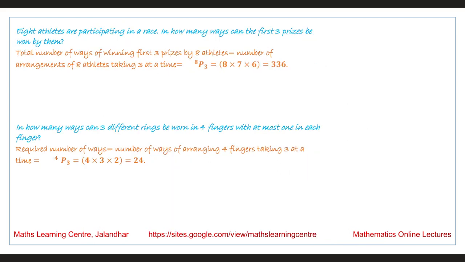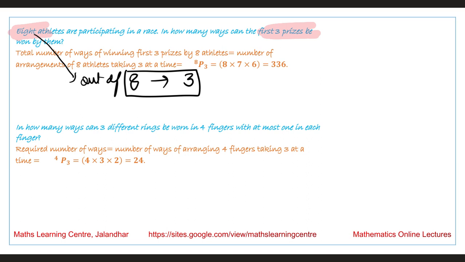Next: 8 athletes are participating in a race. In how many ways can the first 3 prizes be won by them? So the number of athletes is 8, and the number of prizes is 3. It means that out of these 8 athletes, we have to choose 3. Any 3 can obtain the first, second and third place. So the number of permutations is 8P3, that is equal to 8 into 7 into 6.